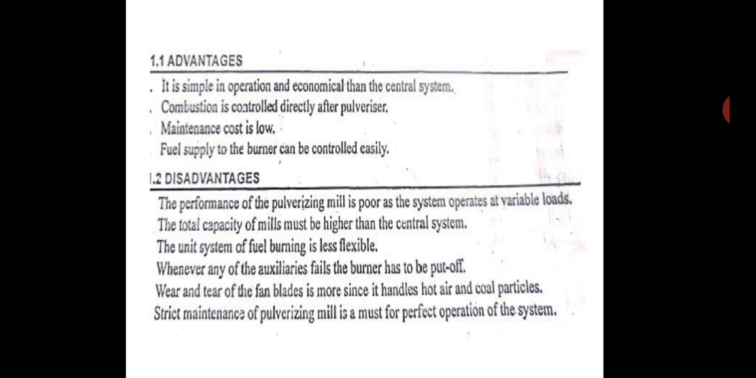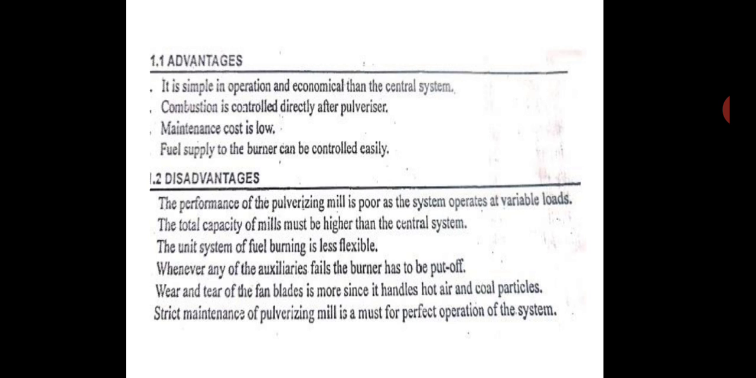So what are the advantages of this unit system? It is simple in operation and more economical than the central system. Combustion is controlled directly after the pulverizer. Maintenance cost is low, and the fuel supplied to the burner can be controlled easily. What are the disadvantages? The performance of the pulverizing mill is poor as the system operates at variable loads. The total capacity of mills must be higher than in the central system. The unit system of fuel burning is less flexible. Whenever any auxiliary fails, the burner has to be put off.